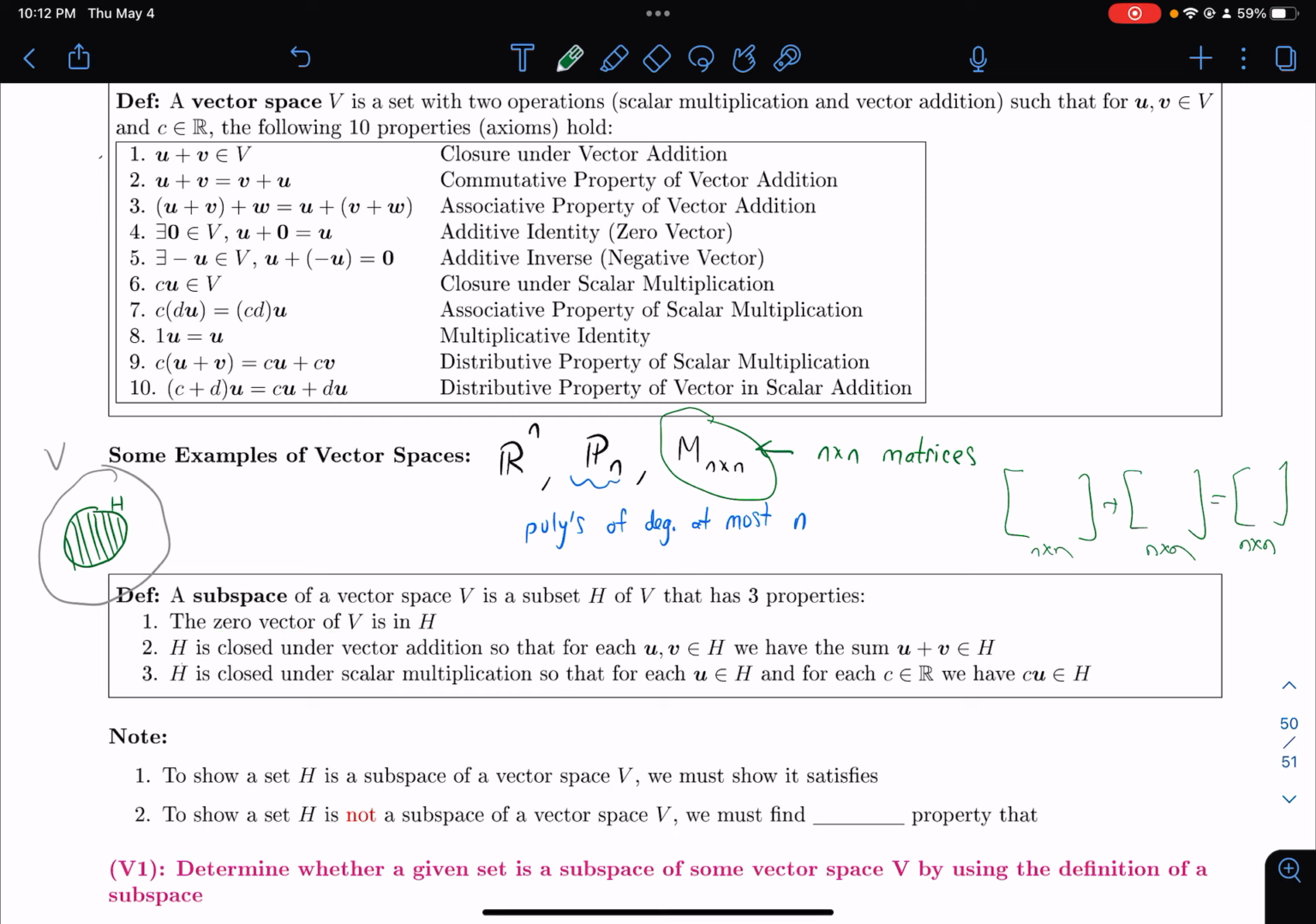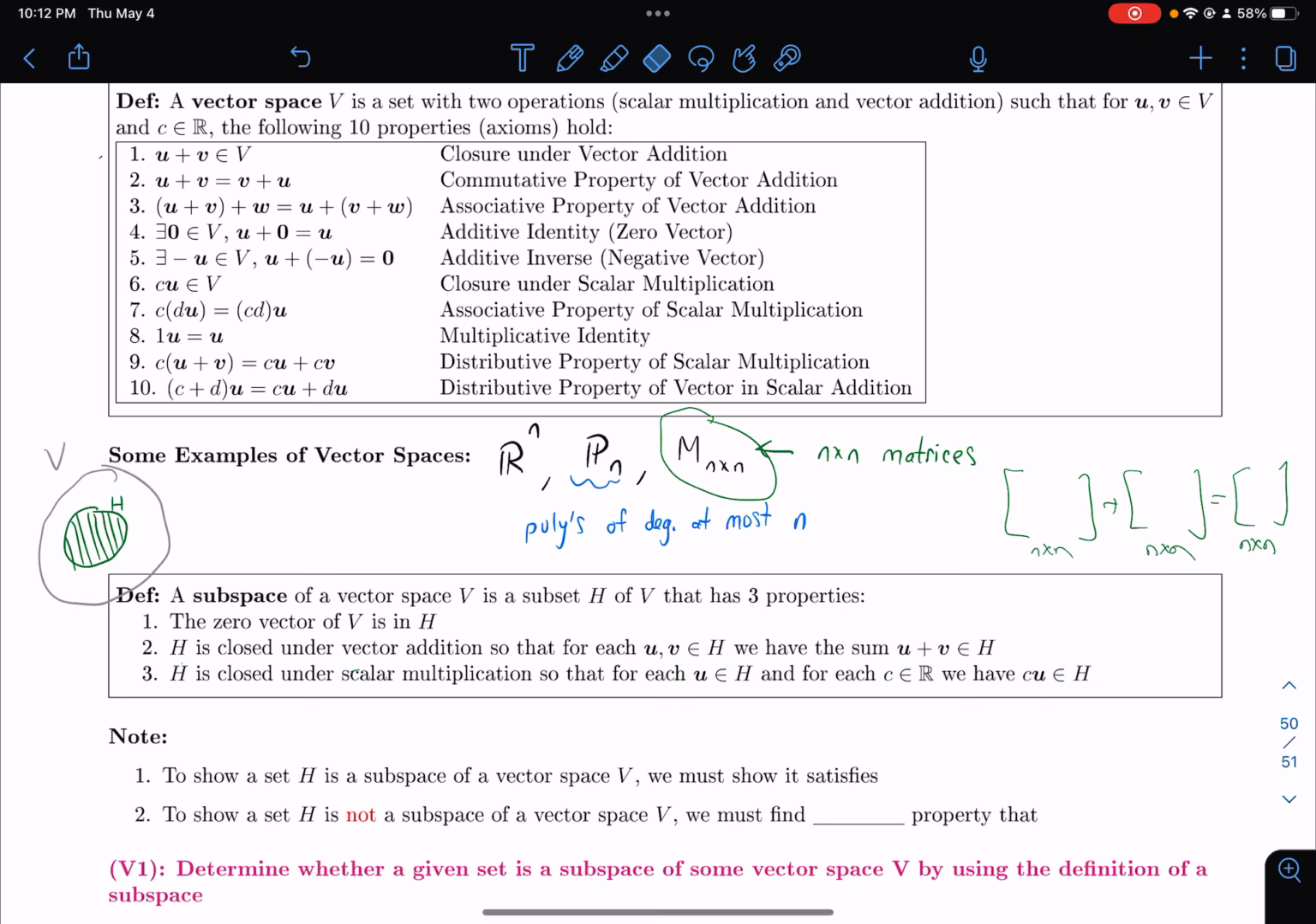H is closed under vector addition. What that means is if you take any two vectors that are in H and you add them together, that needs to still be in H. And it also needs to be closed under scalar multiplication, which means if you take any vector in H and any scalar, any real number, and you multiply them together, that's still got to be in H.